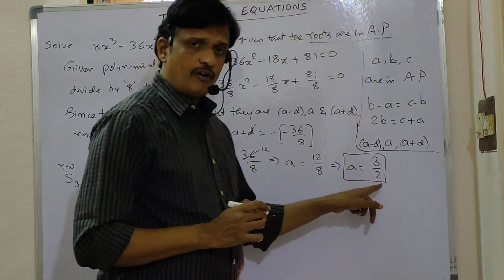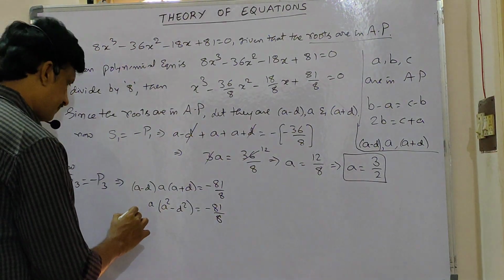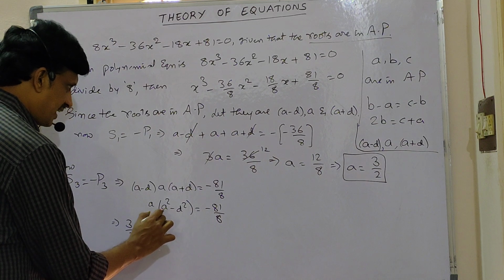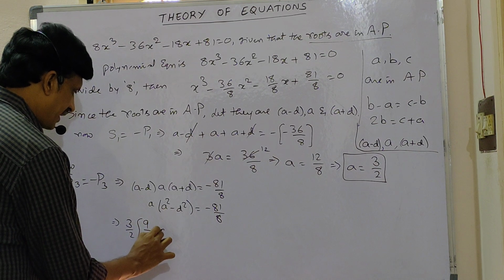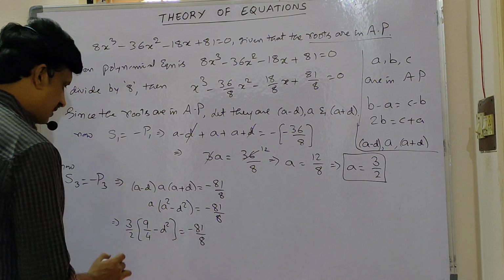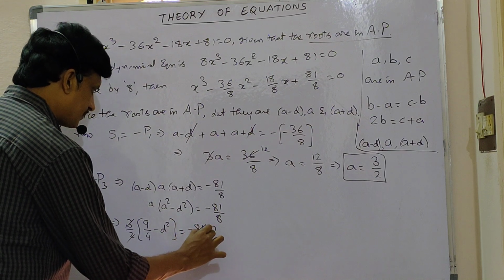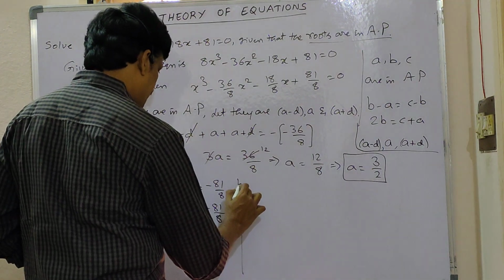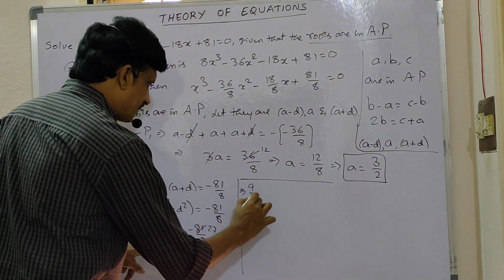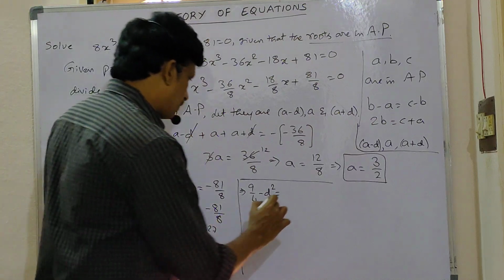But the value of A is equal to 3 by 2 we got from S1 equal to minus P1. Write that 3 by 2 here in the place of A. Then this will be 3 by 2 whole square, that is 9 by 4 minus D square is equal to minus 81 by 8. Okay, now this 2 for 4 times, this 3 for 27 times. So there we are getting 9 by 4 minus D square is equal to minus 27 by 4.